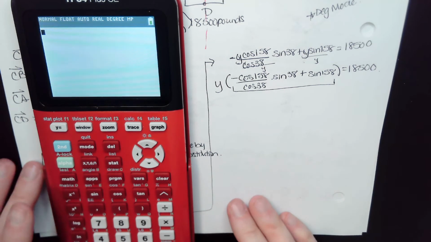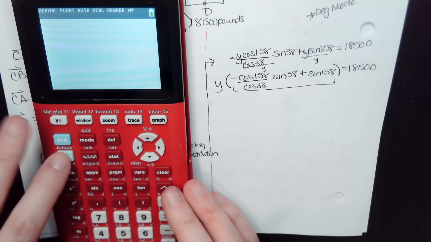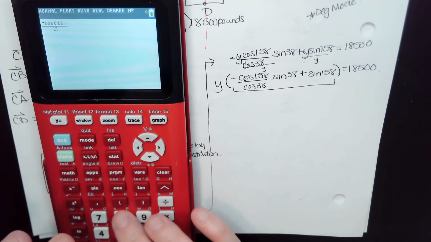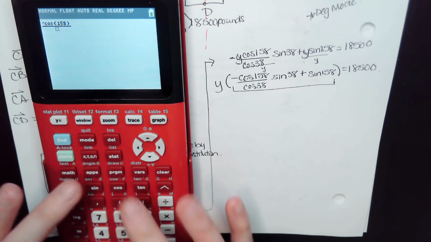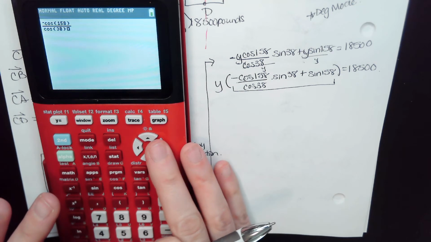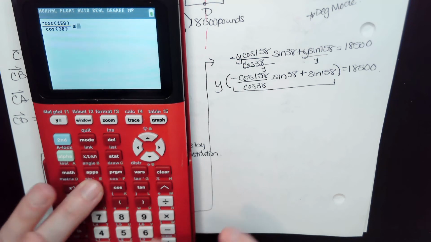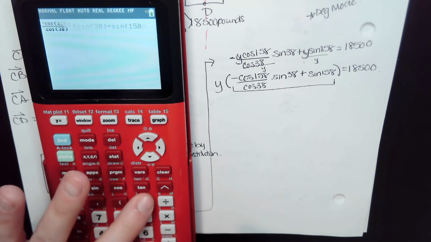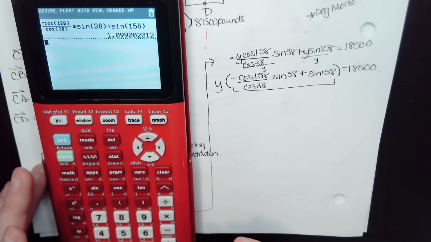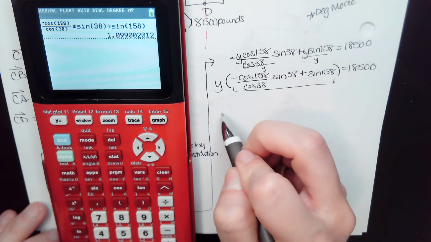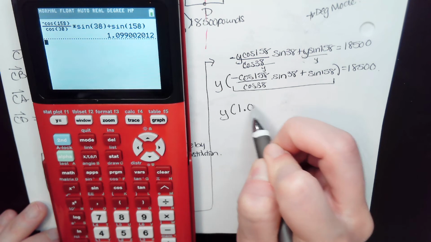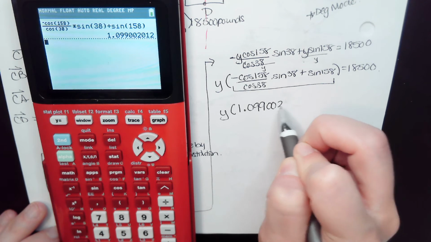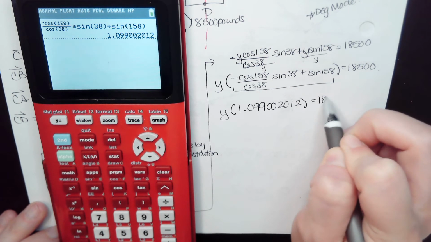And let's go ahead and type it in. So alpha y equals, I've got negative cosine 158 over cosine 38 times sine of 38 plus sine 158. Be careful with closing all of your parentheses. So I get 1.099002012 equals 18,500. And now we're just solving for y.